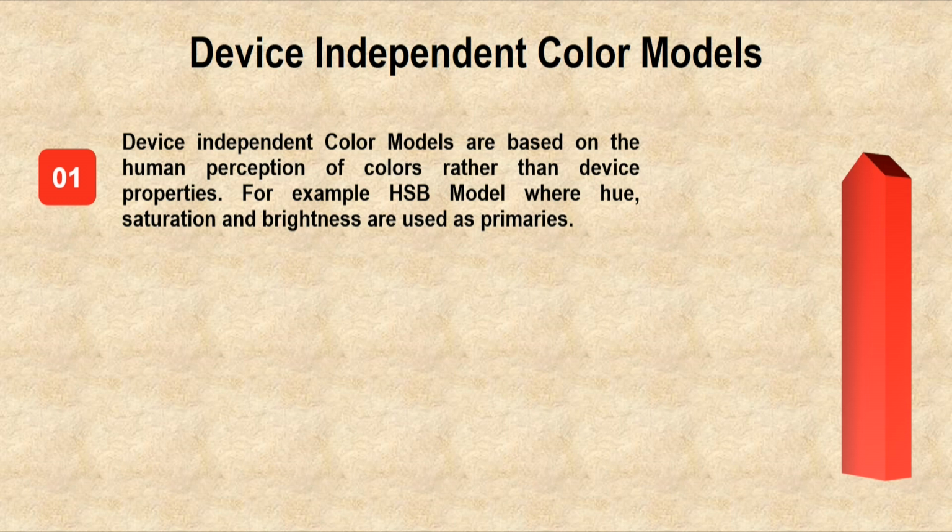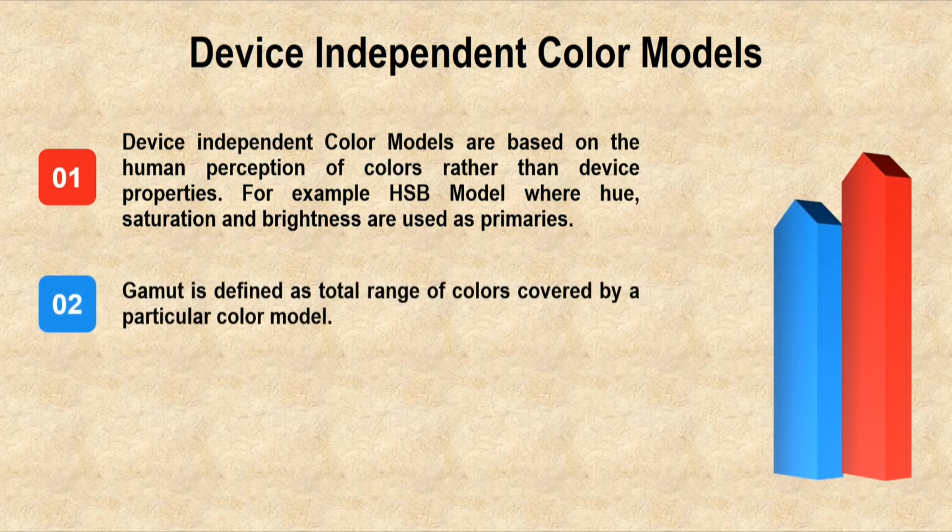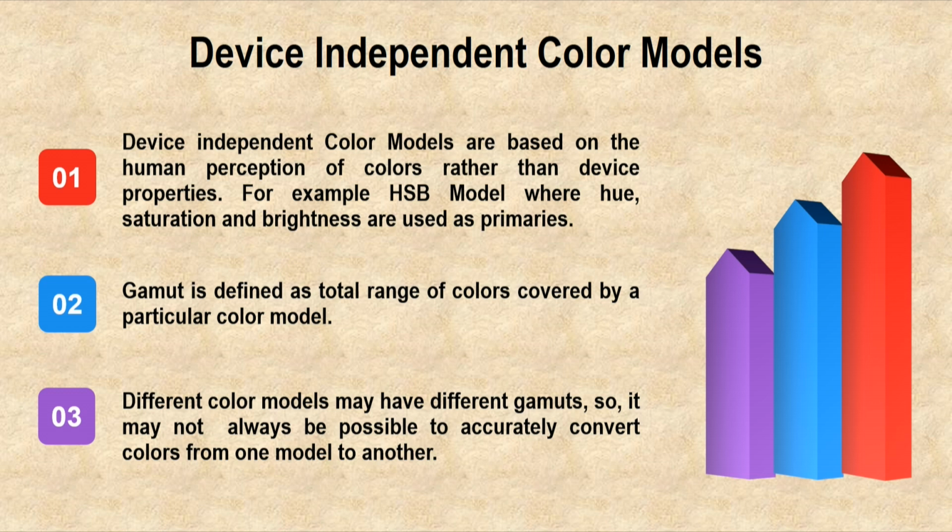HSB color model is using hue, saturation and brightness as the primaries. Gamut is further defined as a total range of colors covered by a particular color model. So, different color models have different gamuts. So, it may not always be possible for us to accurately convert a color from one color model to another color model. Additive colors.